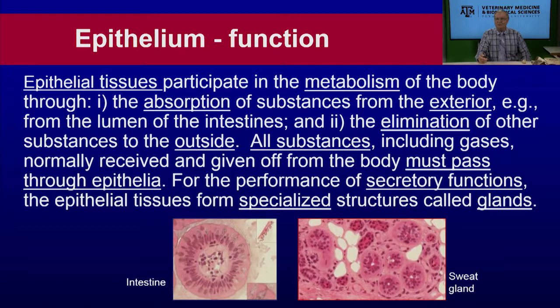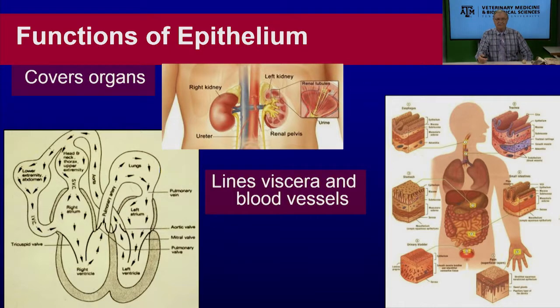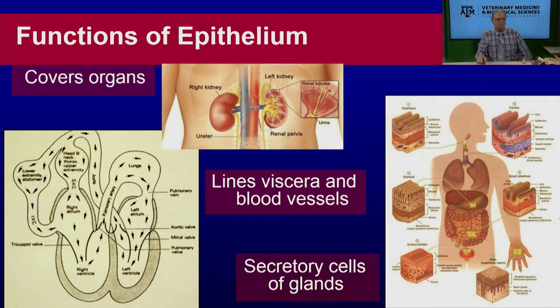And so several things happen with epithelium. Metabolism of the body, everything that comes in with foodstuff, water, air, whatever, it has to go through epithelium to get into the body. Likewise, elimination of waste, urine, feces, all those go through epithelial cells. Epithelium covers organs, as we said, on the kidney. It lines viscera and also secretory glands.